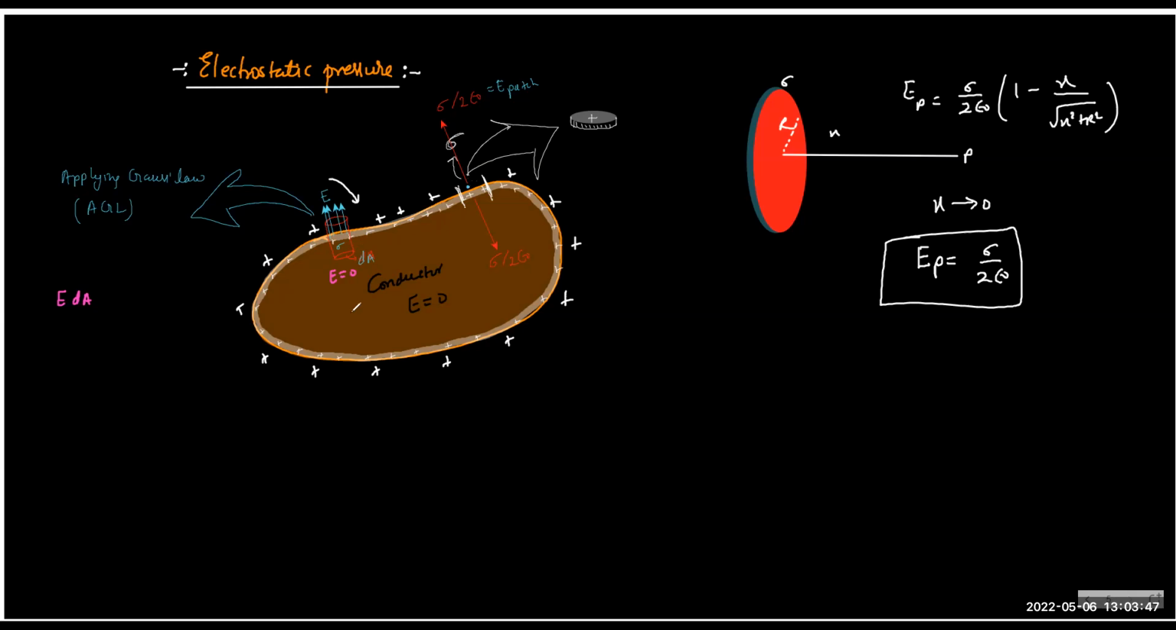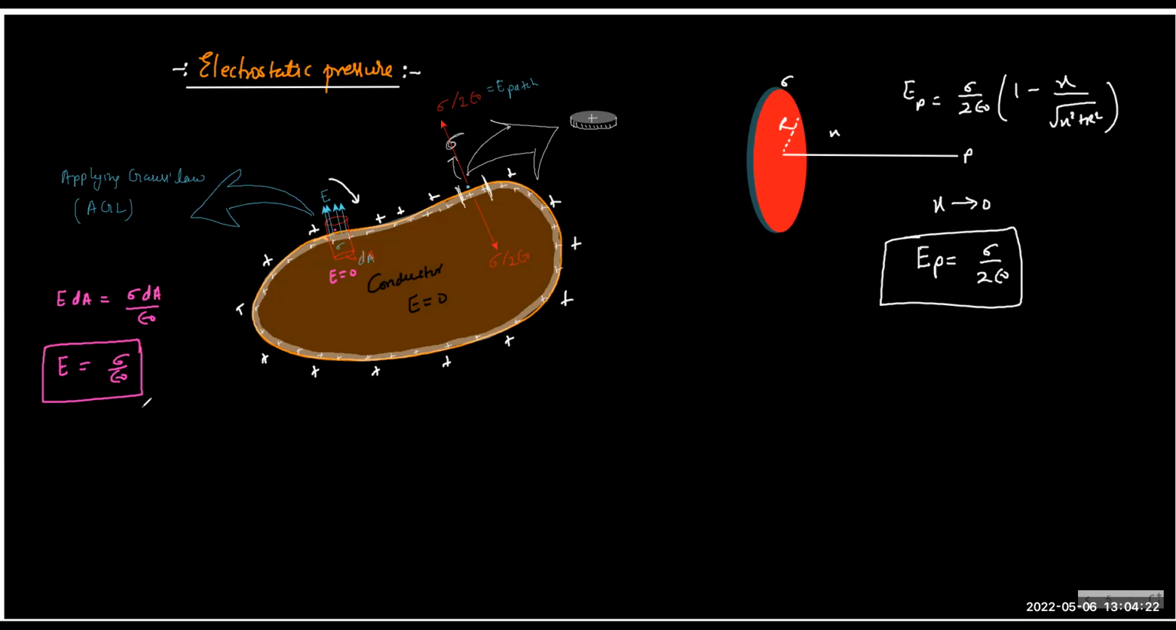See, Gauss law always gives the net field, not the individual field. So this is not the field of the disk; it's the field of everything, the entire conductor. What the entire conductor is trying to create near this location is what we are calculating using Gauss law. So the net value turns out to be how much? The net field is sigma by epsilon naught. That's the idea.